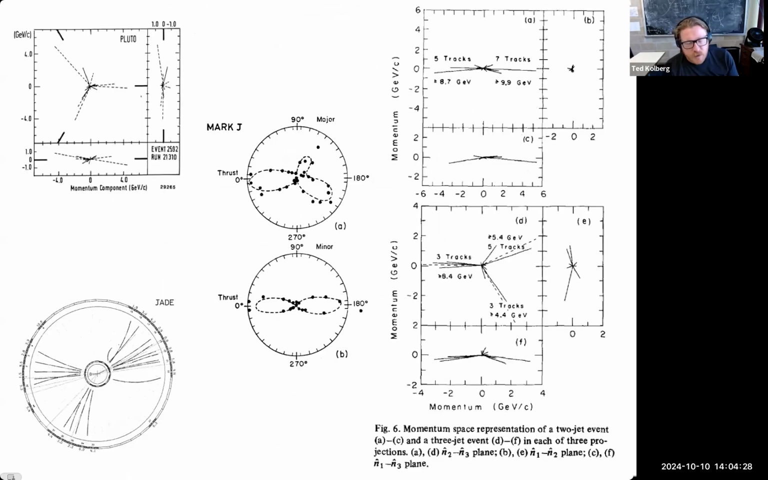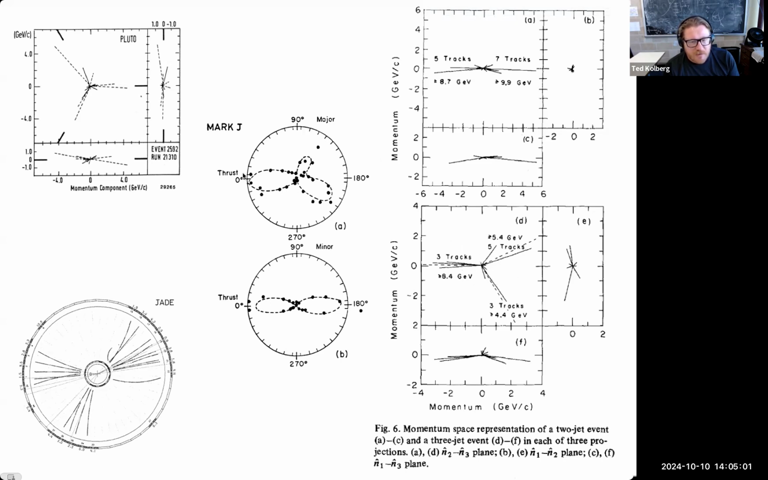What I think was more convincing to a lot of people were plots like this. So these are event displays from the 4 different experiments. Each of them has their own way of doing this, but basically they all have equivalent ways of defining a plane in which to analyze the event and then looking at the distribution of the particles in momentum space projected on that plane. And you see here very clear evidence of a three-jet event. It's hard to really resolve this into two jets.